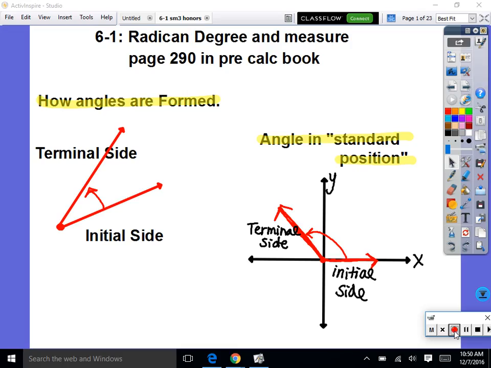So guys, these are how angles are formed. We're starting out really basic. You're going to need to know some vocabulary. You take an initial side, so here's my initial side, and then you open up an angle. That's considered the terminal side. Here's the terminal side, here's the initial side. So we have an initial side, we open up and create an angle. That's the terminal side. This is just an example of an angle.